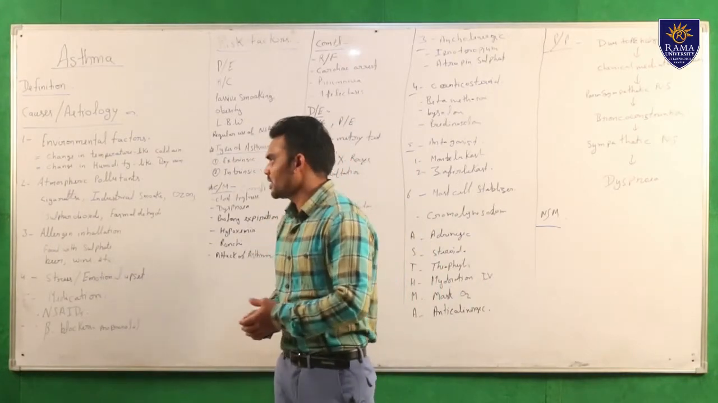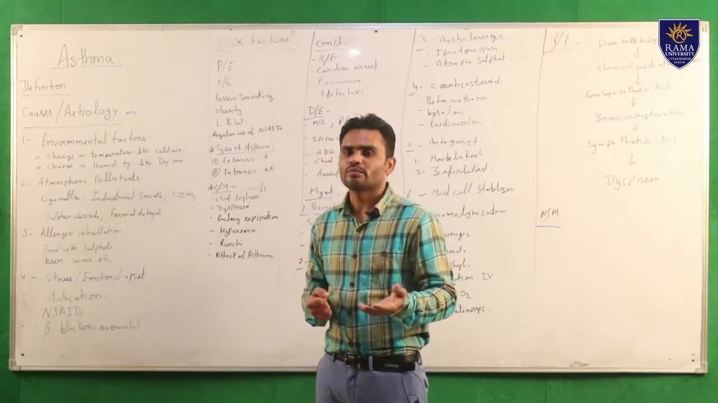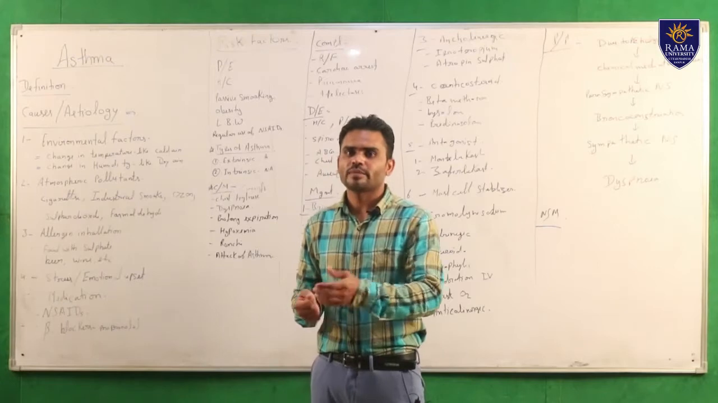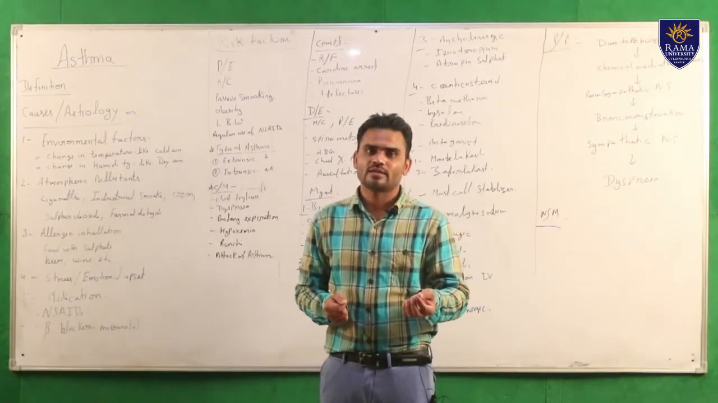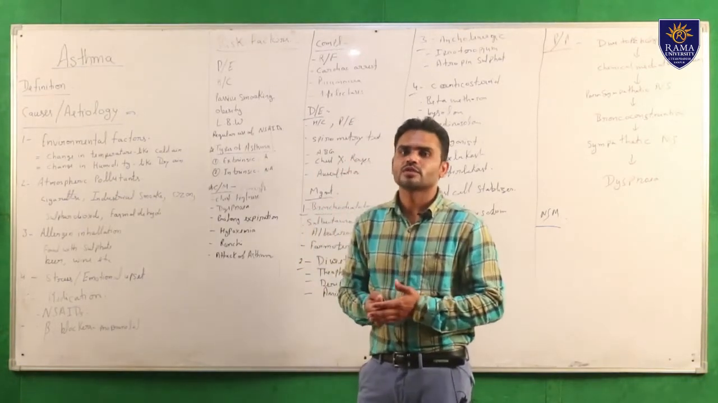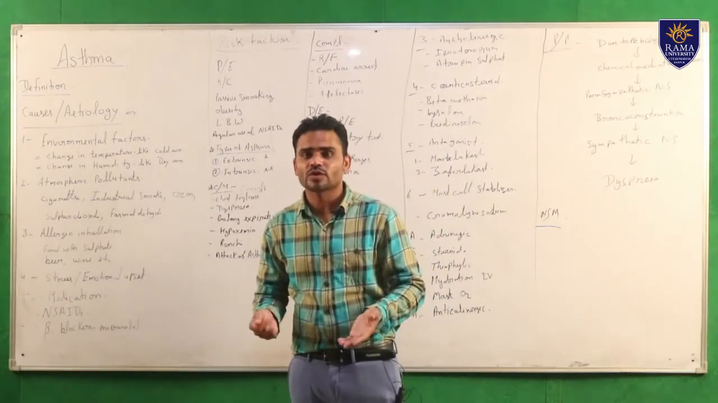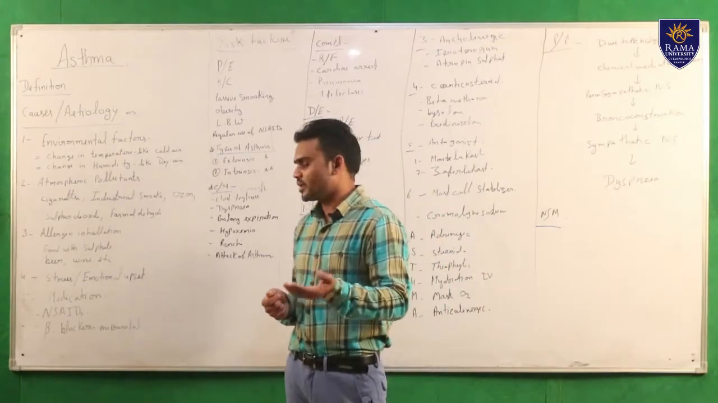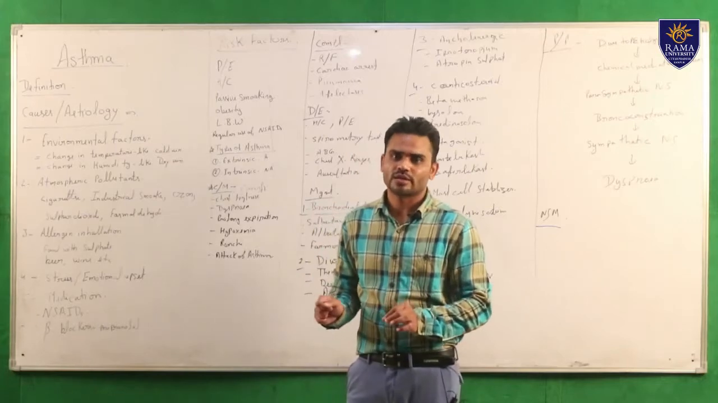Next one is allergen inhalation, for example food with sulfate, and beer and wine, which are also responsible for the asthma condition. And the next is stress; emotional stress and emotional upset are also responsible for the asthma condition.